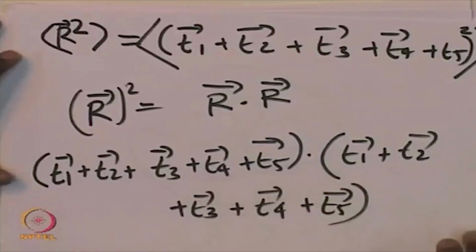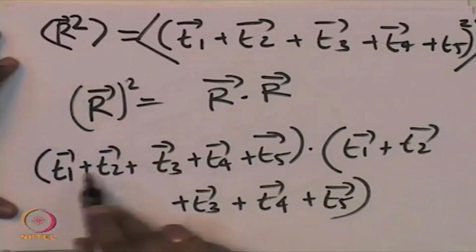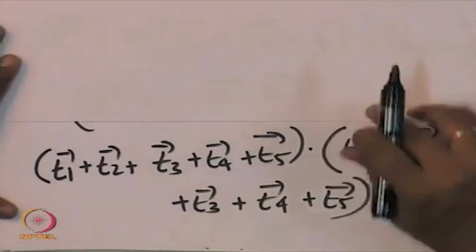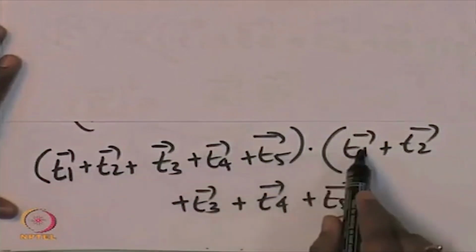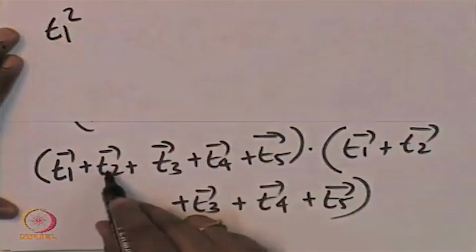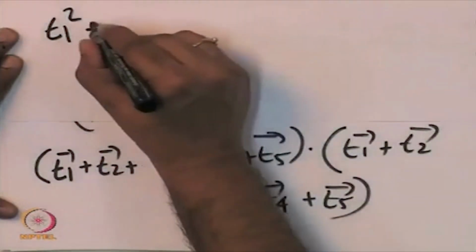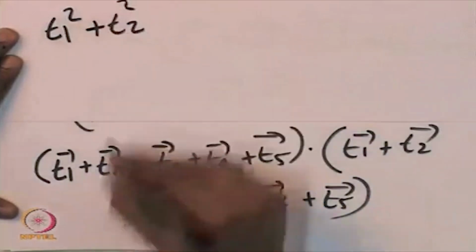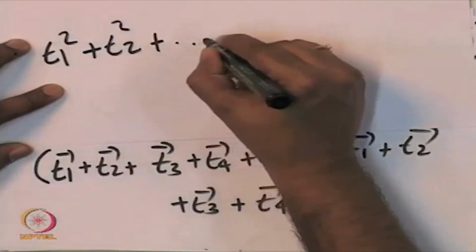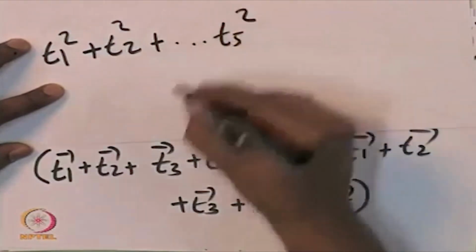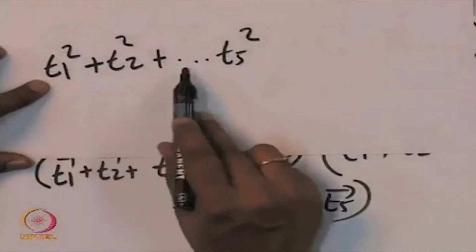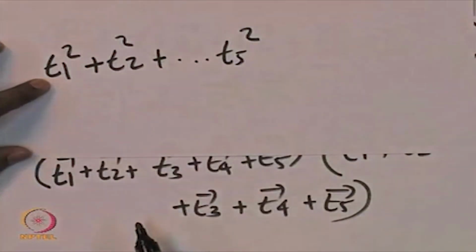So, what does this tell you? First is T1 dot T1. What is the answer of this? The first term is T1 dot T1, that is T1 square. Then there is T2 dot T2, that is T2 square. Then there is T3 dot T3, T4 dot T4, T5 dot T5, which is T5 square. So, T1 square plus T2 square plus T3 square up to T5 square.